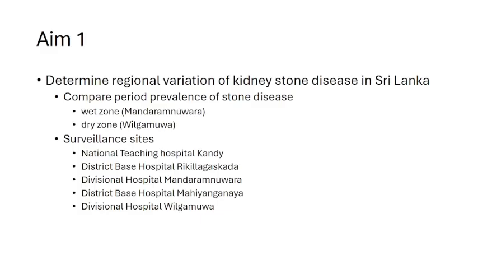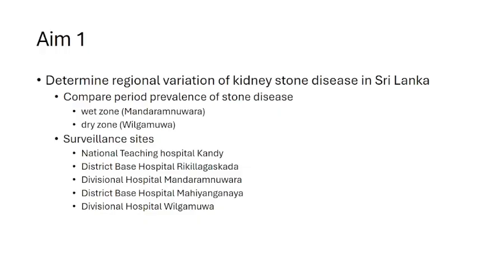Our first aim of this project is to determine the regional variation of kidney stone disease in Sri Lanka by comparing the prevalence of stone disease in the wet zone and the dry zone. And we hope to set up surveillance sites to see how often people are getting stones. Stones can be defined in a number of ways, including the number of procedures that patients might have. This is a very hard outcome.